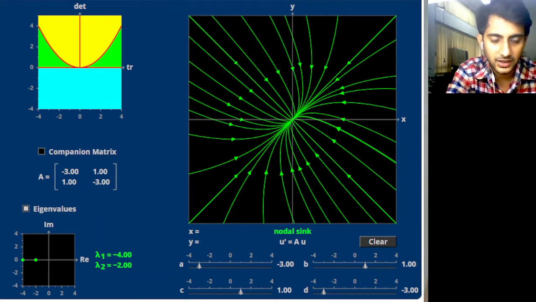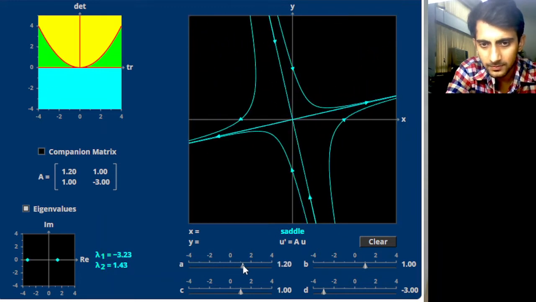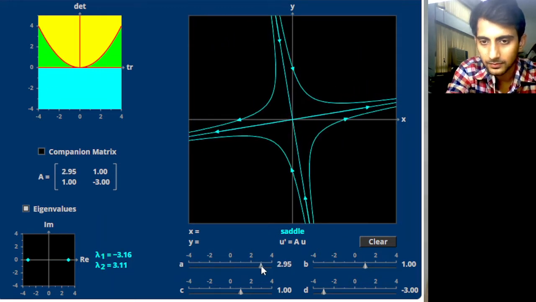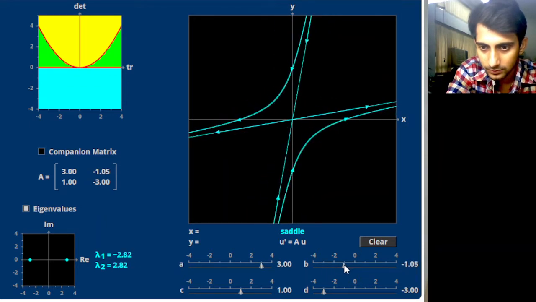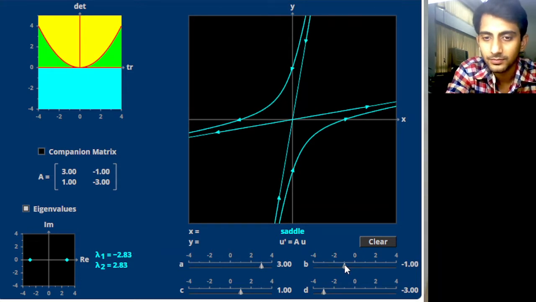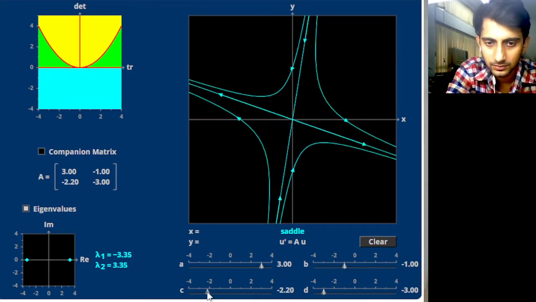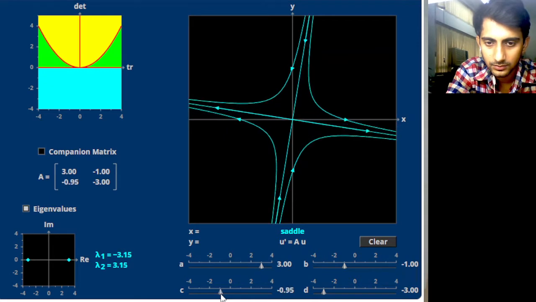Let us take another matrix. It is 3, -1, -1, 3. Let me just flip the signs. Now another matrix: 3, -1, -1, and 3.